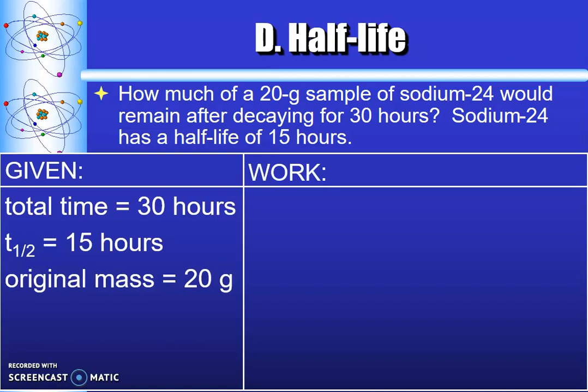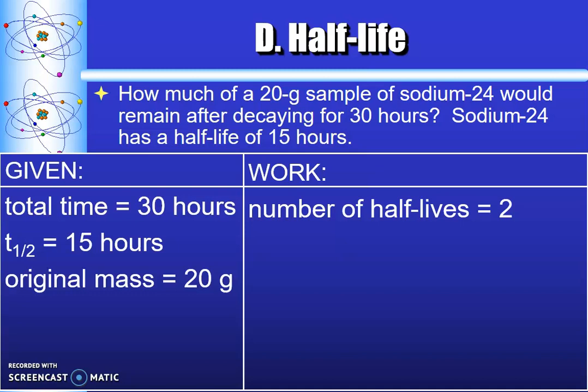Okay, so the first thing that we need to do is figure out how many half-lives we need to go. Okay, so how many half-lives? So if we start with a total time of 30 hours and a half-life is 15 hours, how many half-lives is that? Okay, we're going to do 30 divided by 15. So do your total time divided by one half-life, and that tells you how many total half-lives. So we need to go for 2 half-lives.